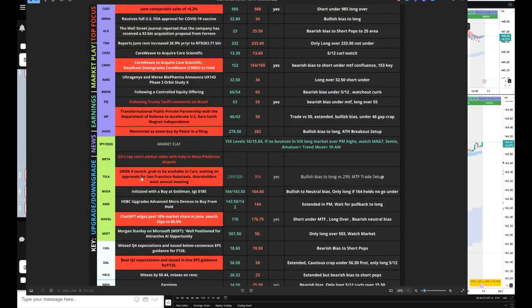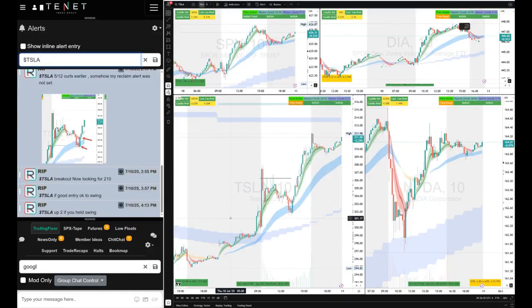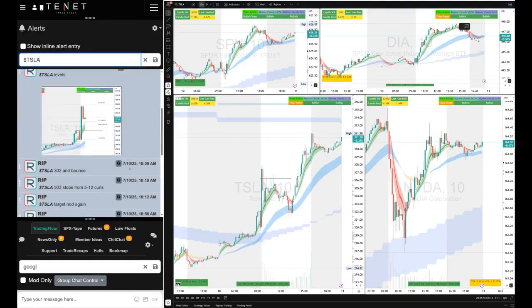So Tesla: Grok for launch, Grok to be available in the cars, waiting for approval in San Francisco for robotaxis, shareholders annual meeting. So bullish bias to long versus 299. That was the plan. MTF trade setup. You see that? MTF trade setup. So all the planning is given to the traders and community, and it's just like how I teach you on X. You can literally know what I'm going to do. So you can take the plan and you can trade it on your own.